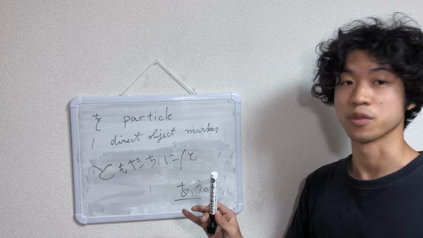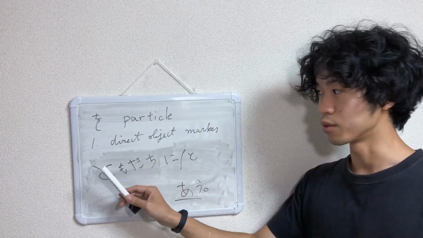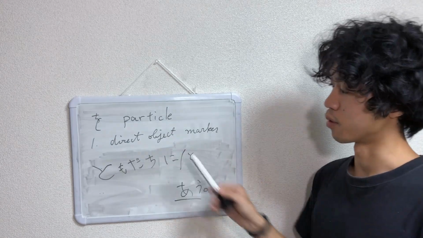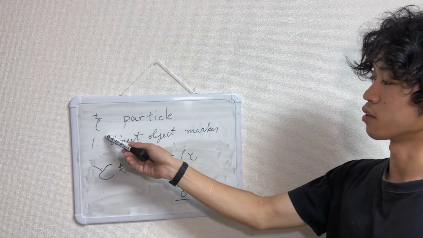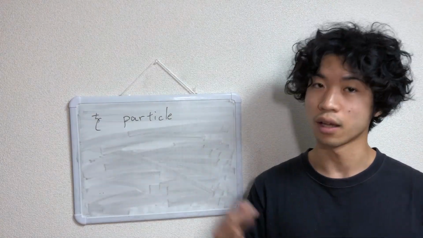So these are exceptions. Are these all of them? Unfortunately, no. There are some verbs where you cannot use o as a direct object marker. But in most cases, it's going to be o. But some verbs you can use o or ga, either of them.